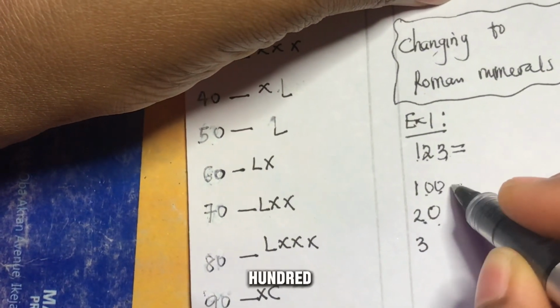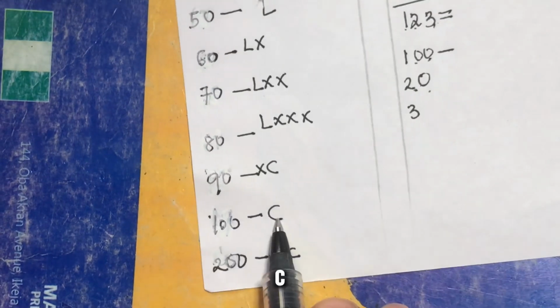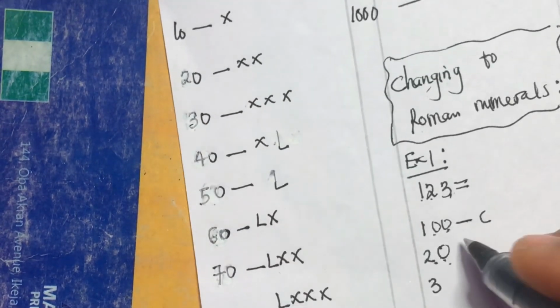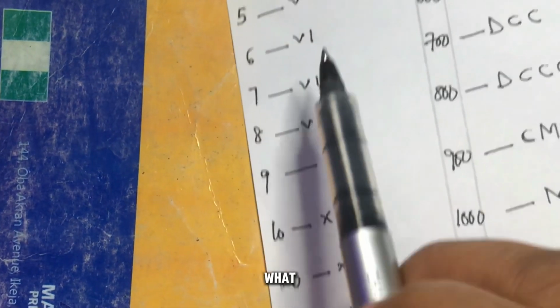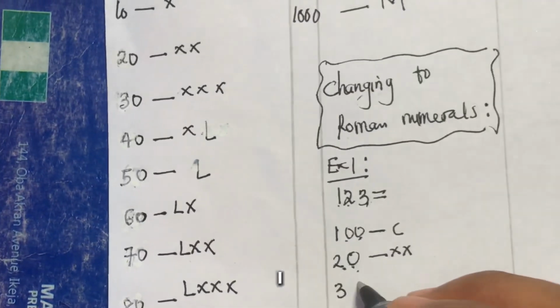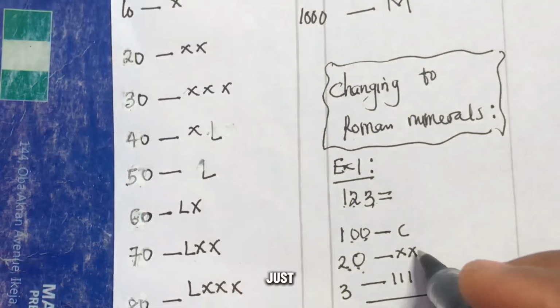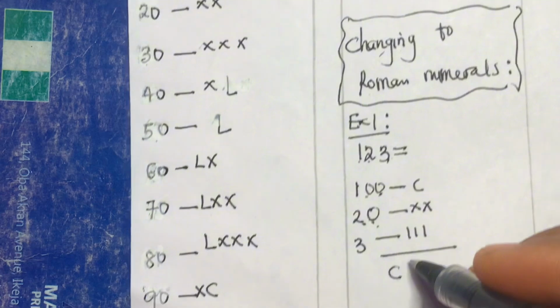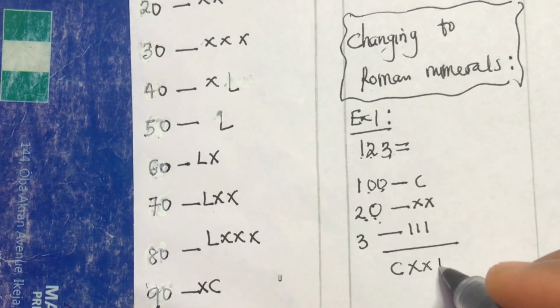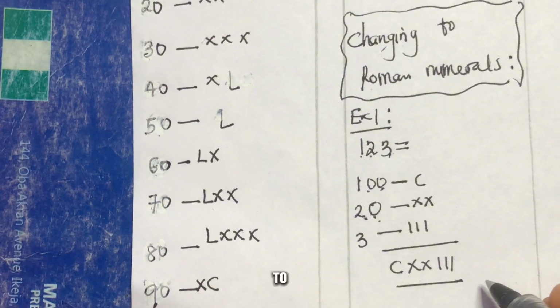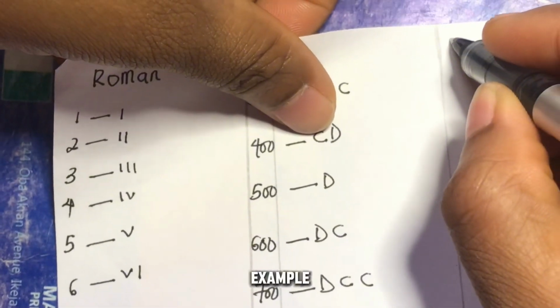I'm just trying to give you clues on how to go about it. So what is my 100 in Roman numerals? My 100 is C. What is 20? 20 is XX. And what is 3? 3 is III. So just write them out: C, XX, III. So that is how to go about it.